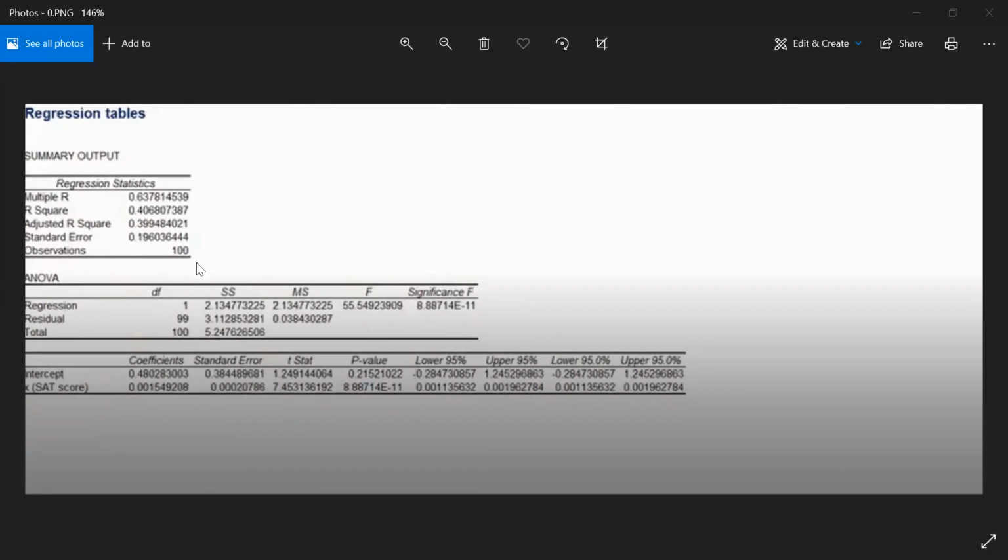Total, how many observations? 100 records, right? Out of 100 records, SST is 100, SSR 99. Check this one. And SSE I considered as 1. Understand, guys? Clear? And do you see this p-value over here? I'll come back to this one.